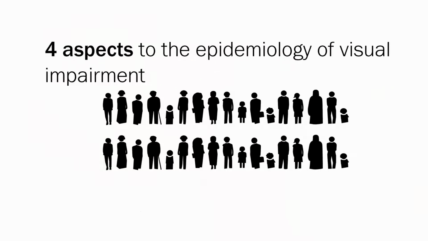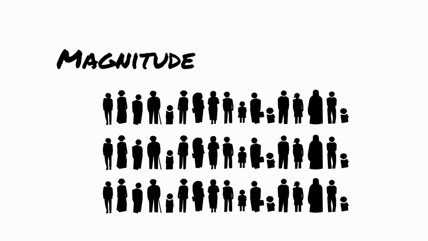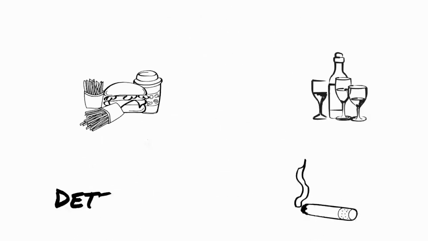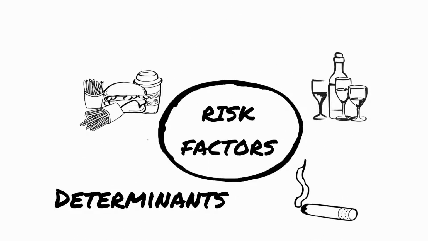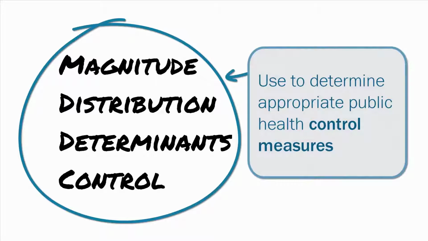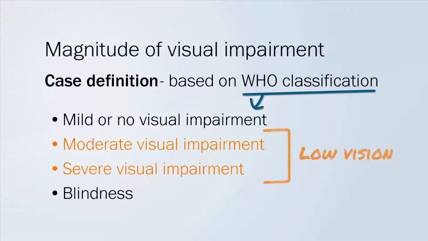There are 4 aspects to the epidemiology of visual impairment: magnitude, how many people are affected; distribution, where is the visual impairment; determinants, what are the main causes; and control, what can we do about it. We can use these factors to determine appropriate public health control measures. Magnitude of visual impairment. The definition of a case in visual impairment is based on the World Health Organization's classification.